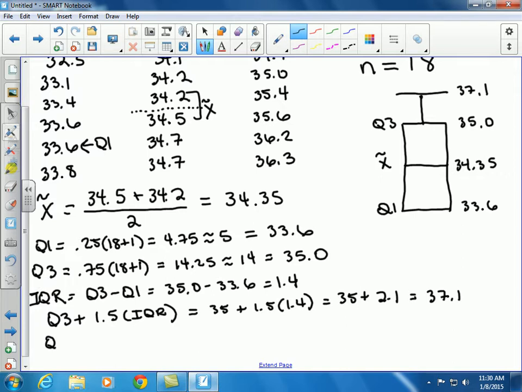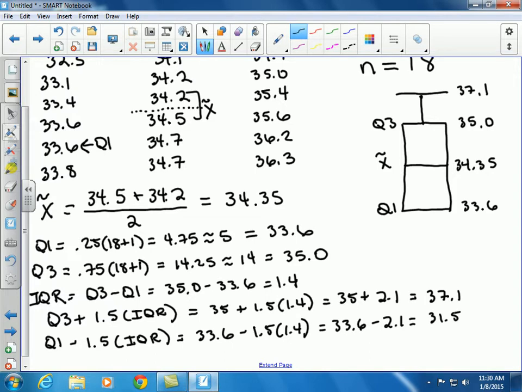You also do it to find the other side of the whisker. You take quartile 1 and you subtract off 1.5 times the interquartile range. Again, those are formulaic, so the 1.5 never changes. We always want 1.5 times the interquartile range, because we're going to define our outliers as anything that lies outside of that. So we have 33.6, and we take away 1.5 times 1.4, which is 33.6 minus 2.1, and that value is 31.5. So we draw our other whisker down here to 31.5.